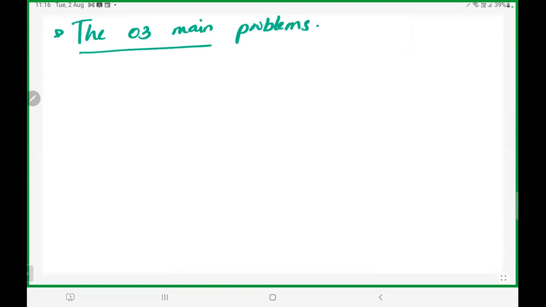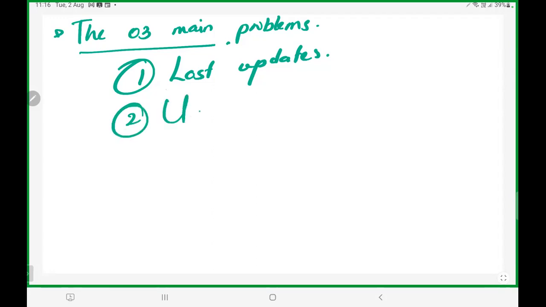But here we discuss the three main problems. The first one is lost updates. Updates can get lost.